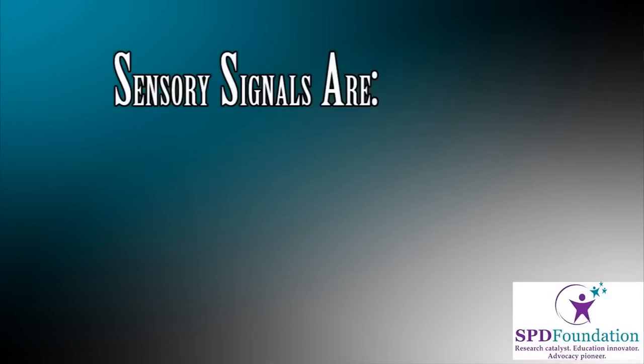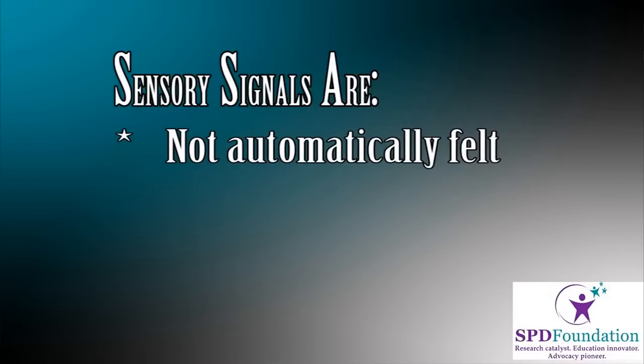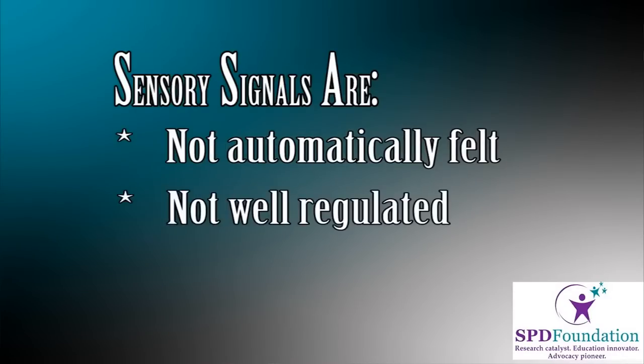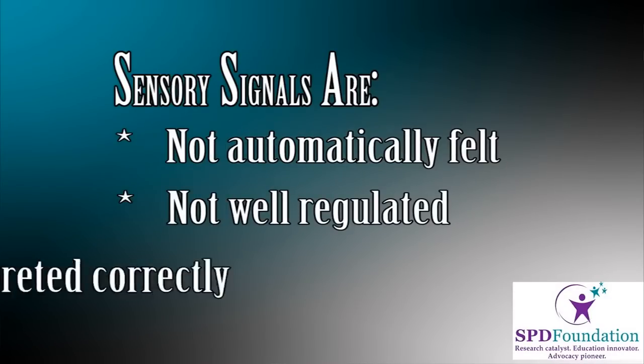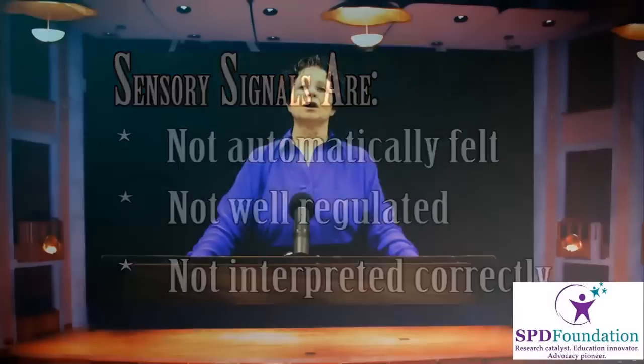But what happens if you have sensory processing disorder? Children, adolescents, and adults can have sensory processing disorder. It means that the signals from the sensations are either not automatically felt, or are not well regulated, or are not interpreted correctly. Therefore, appropriate responses to the sensory input do not occur.